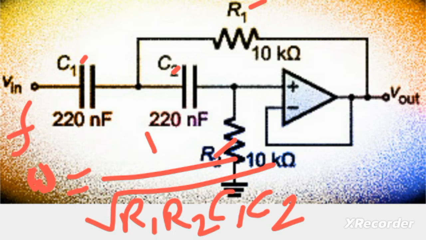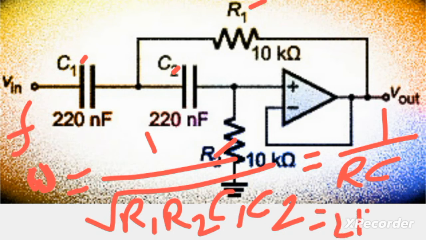If R1 and R2 are of the same value, as shown in the circuit, and C1 and C2 are of the same value, then this expression can be reduced to 1 over R times C. So omega is the cutoff frequency or the pole frequency of this filter, and the input frequency in this case will be omega equals 2 pi f.